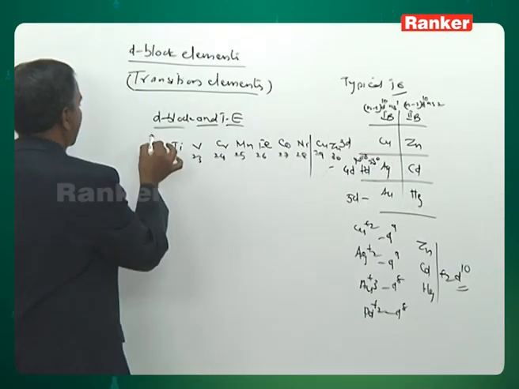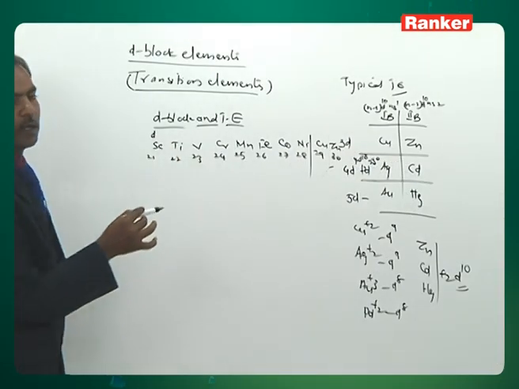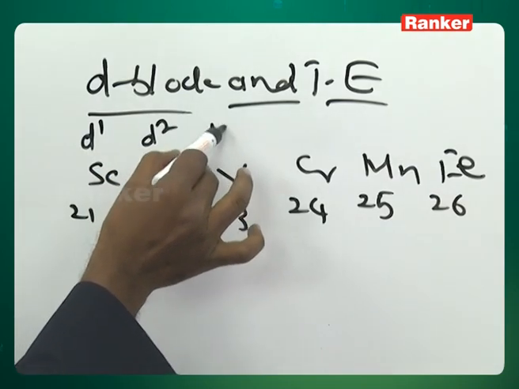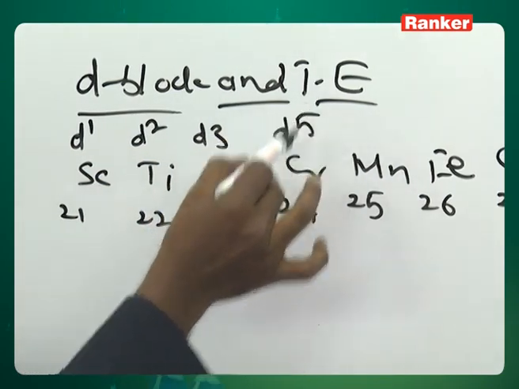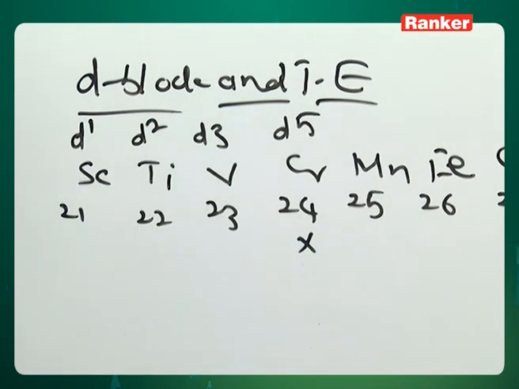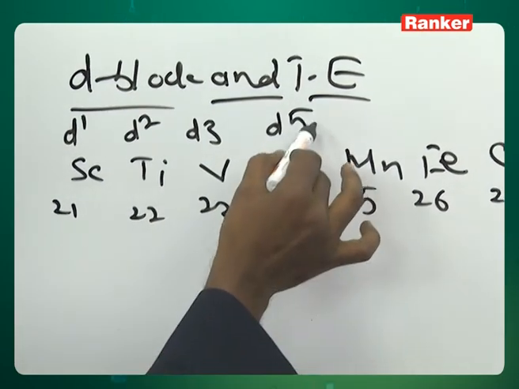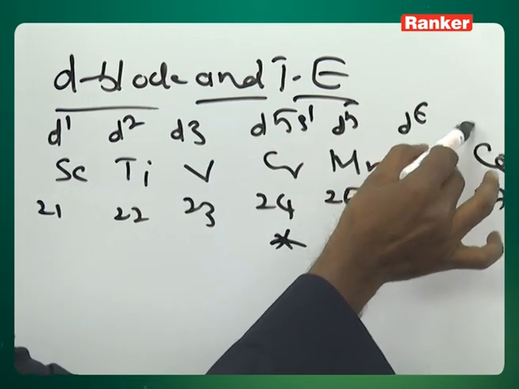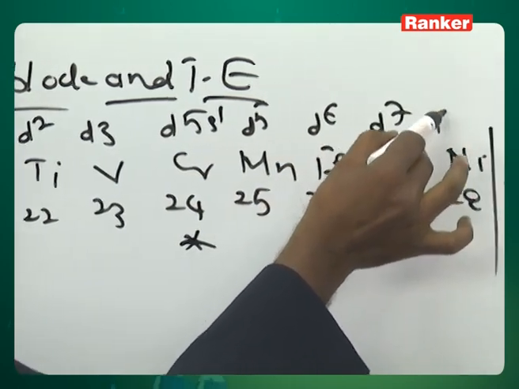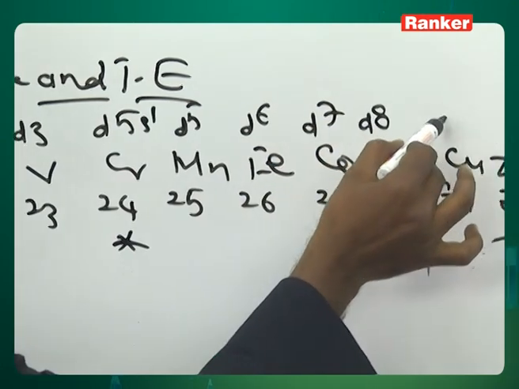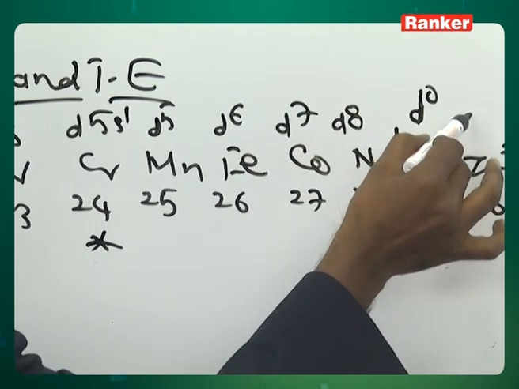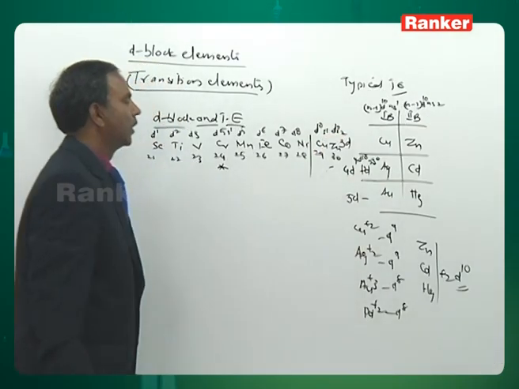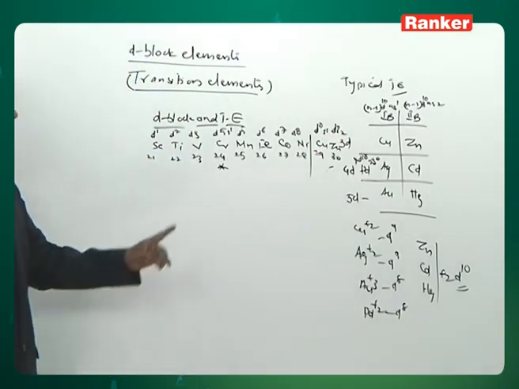Now, the electronic configuration of these: scandium is d1, then d2, d3. This is an exception, you know well. Chromium is d5s1, then d5s2, d6s2, d7s2, d8s2. Copper, you know well again, d10s1, and zinc is d10s2.